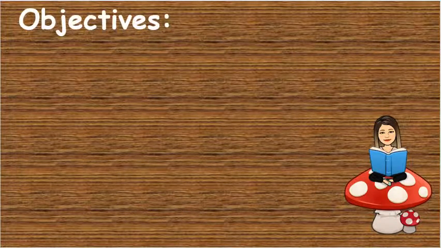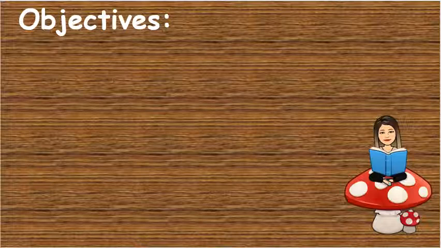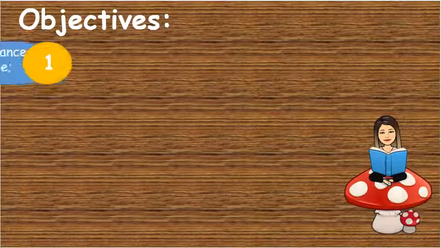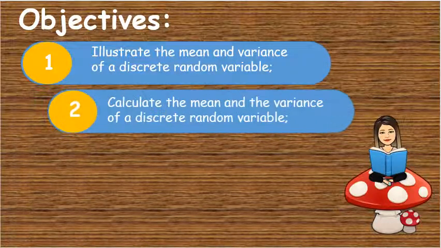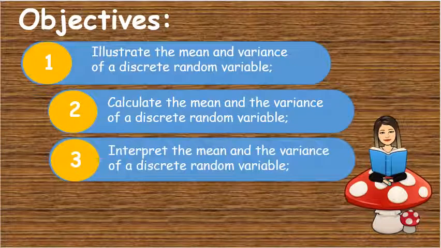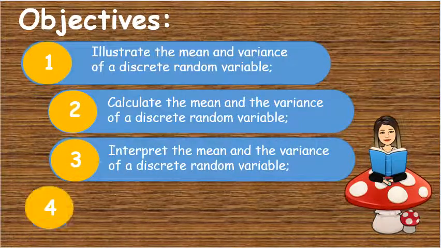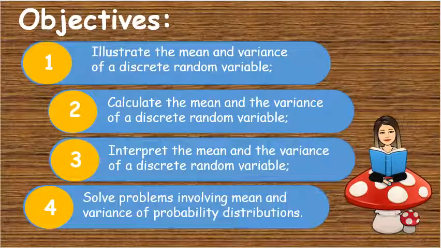So today we're going to discuss two topics and here are the objectives. First, illustrate the mean and variance of a discrete random variable. Second, calculate the mean and the variance of a discrete random variable. Third, interpret the mean and the variance of a discrete random variable. And last, solve problems involving mean and variance of probability distributions.